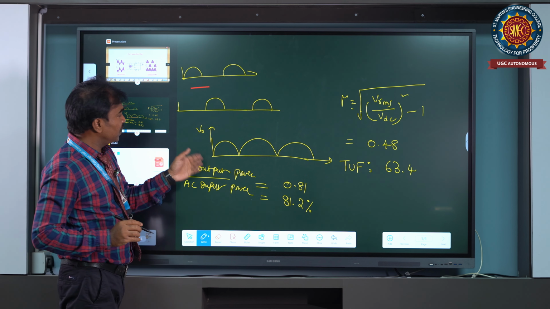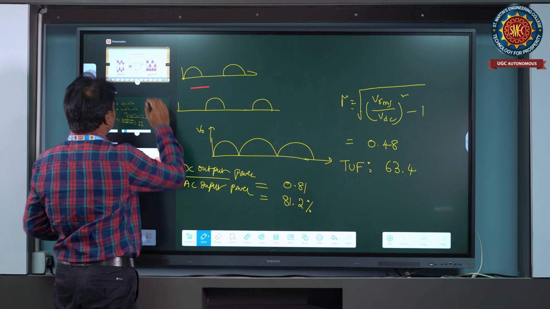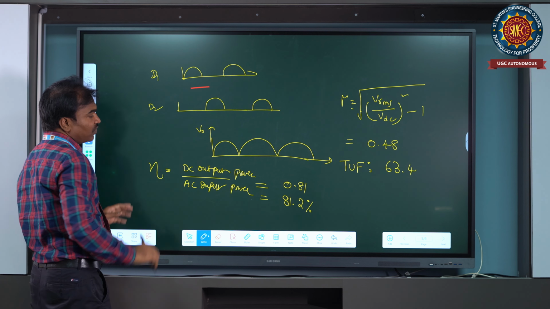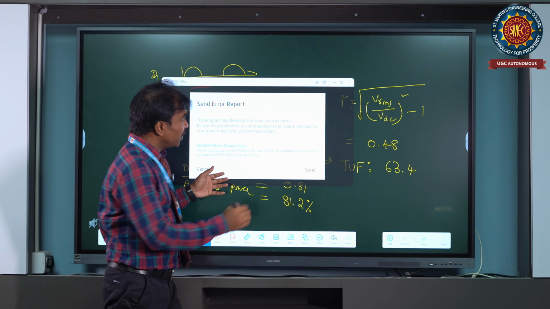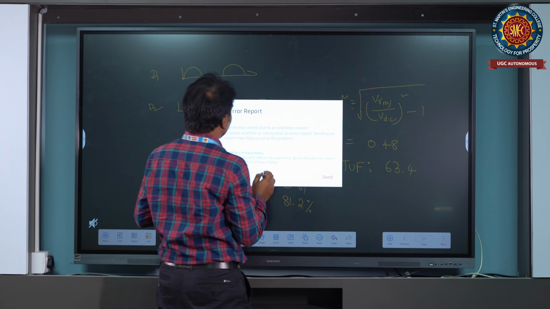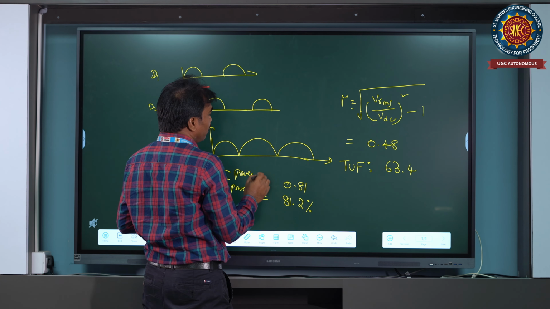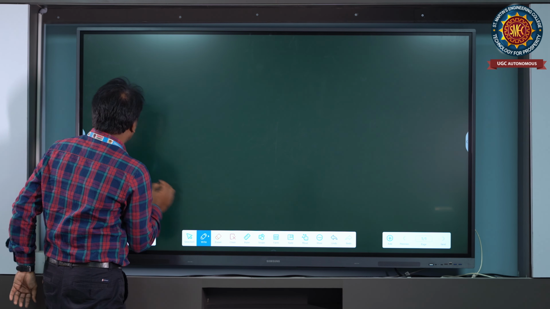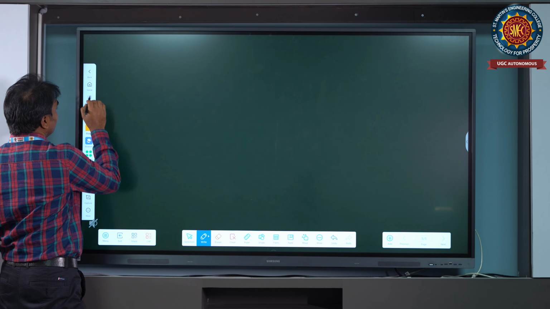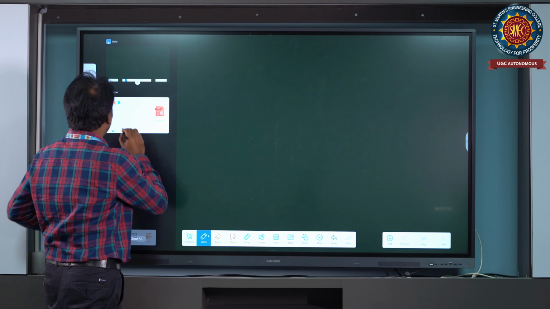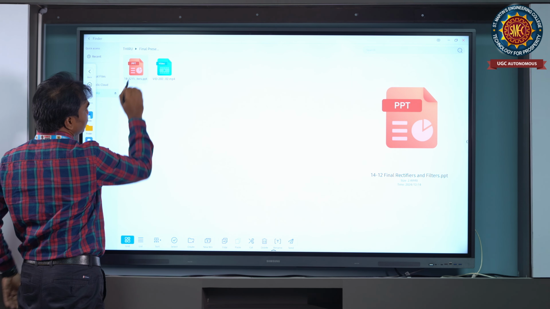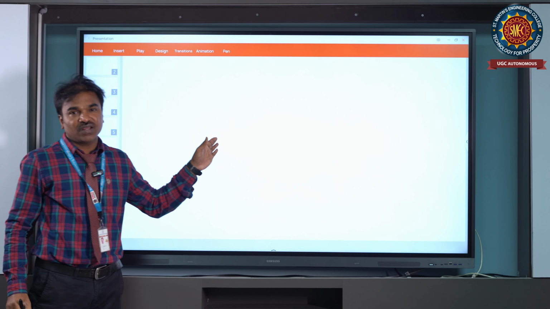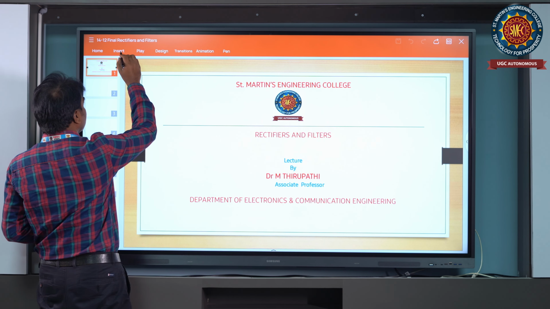But what is the disadvantage of the full wave rectifier? We are using a center tap transformer, and a center tap transformer is costly.